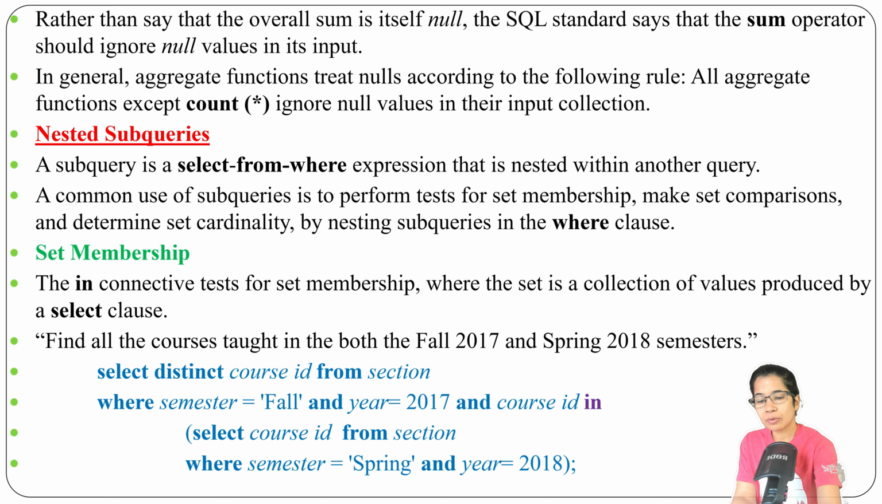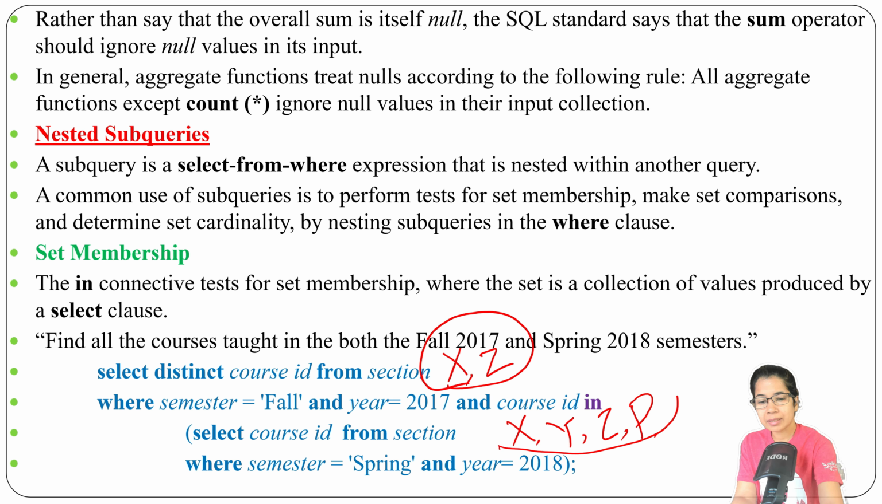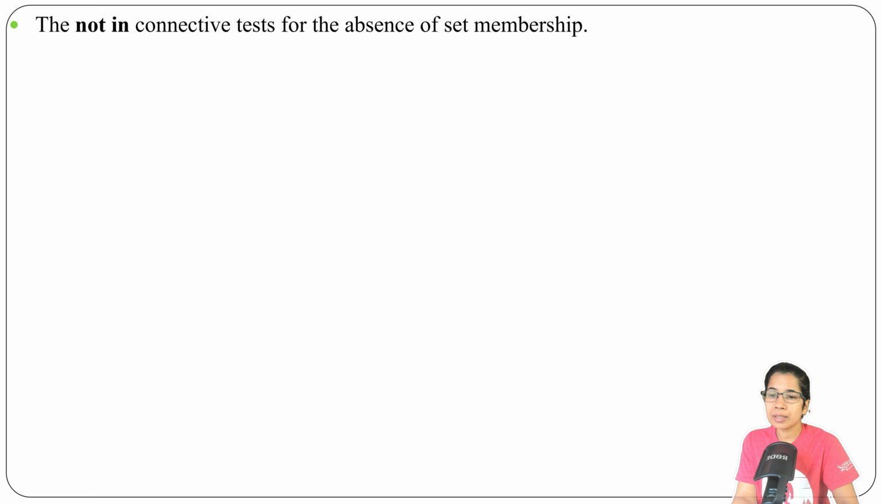Suppose the spring 2018 course IDs are X, Y, Z, P and the fall 2017 course IDs are X, Z. So we can say X, Z are in X, Z, Y, P. Hence X, Z are the courses that were taught in both the fall 2017 and spring 2018 semesters. In the same way, in tests for set membership, and not in tests for the absence, meaning some courses which are absent in the other set. The not in connective tests for the absence of set membership.